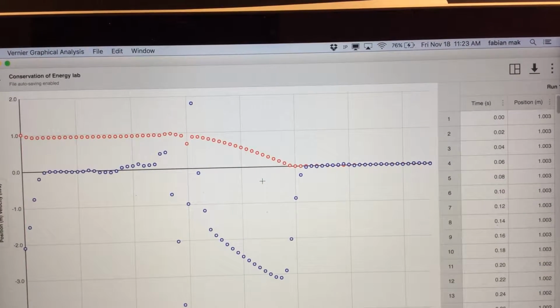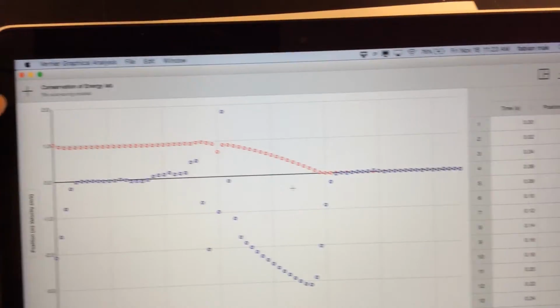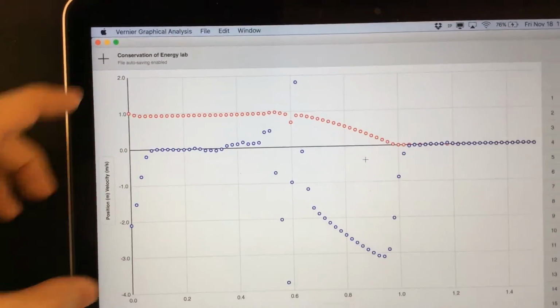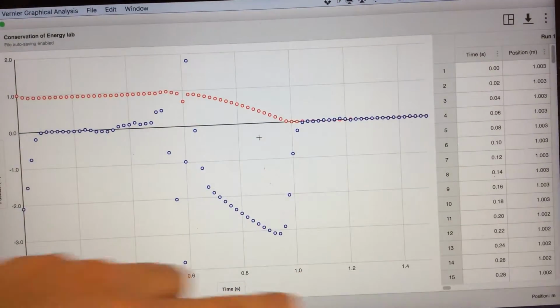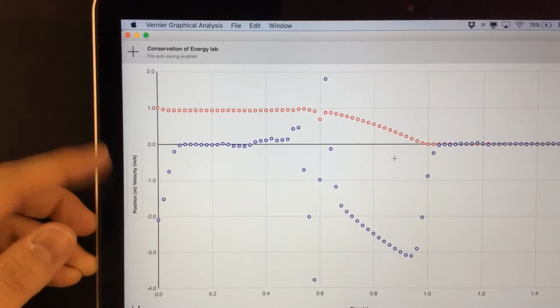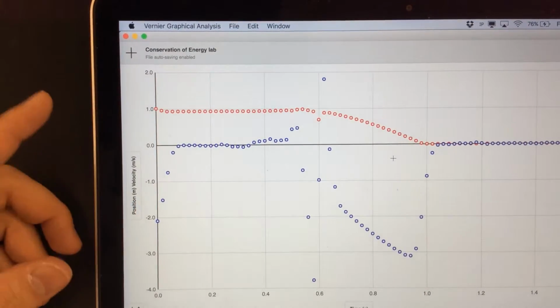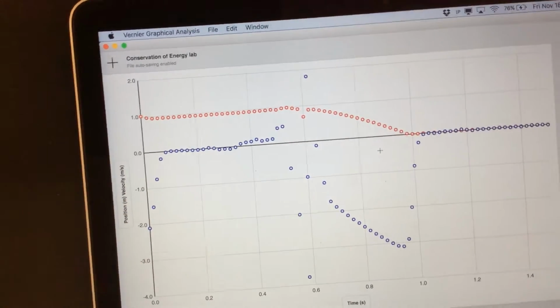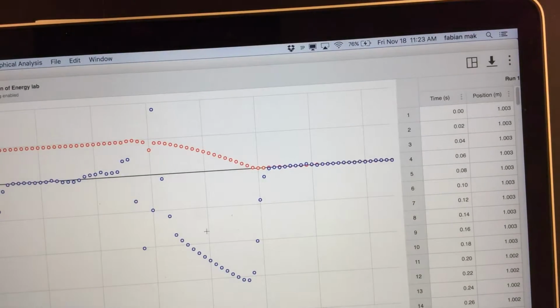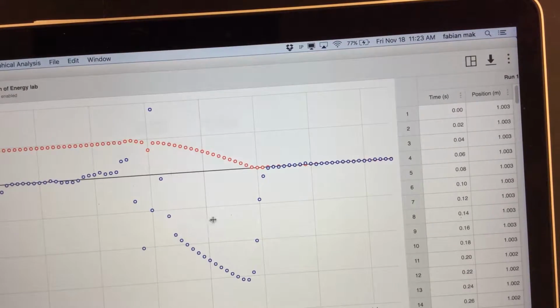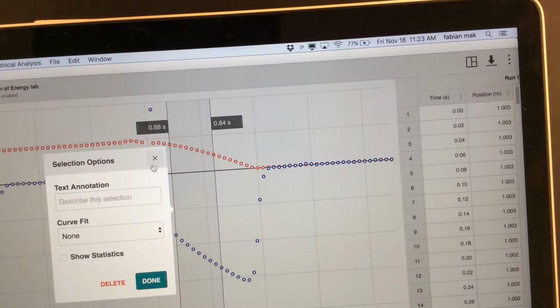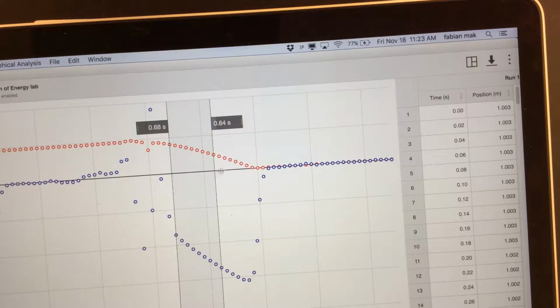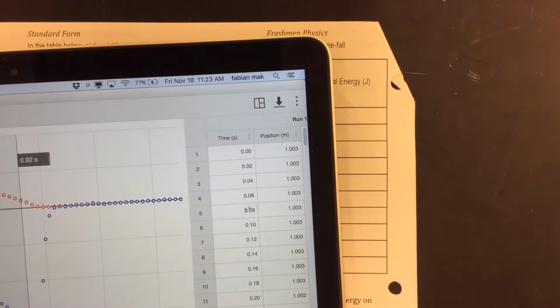A couple things that I did to this: I changed the scale on the time, and I changed the scale on the energies, the position, and velocities. I also changed it to dots. I think dots are nice. Dots make it very easy to see where I can pick out my range. So if I go from 0.68 seconds to 0.92 seconds, here's my data on the right-hand side.